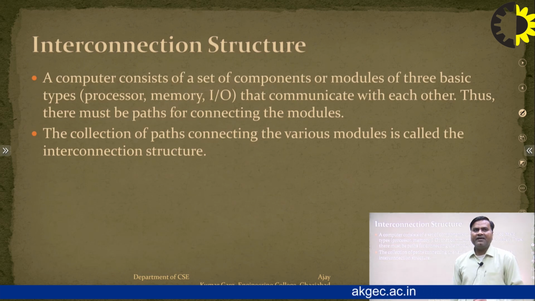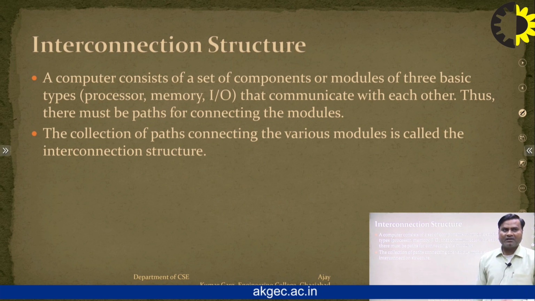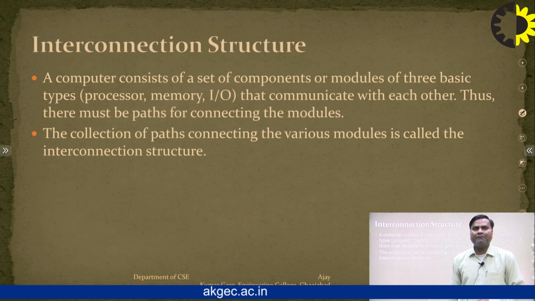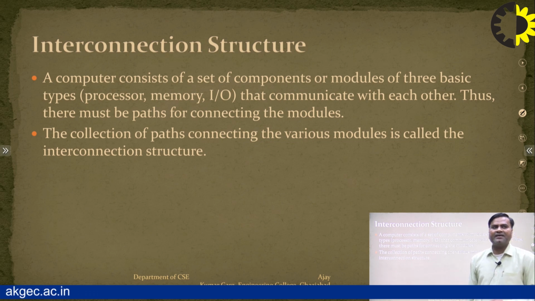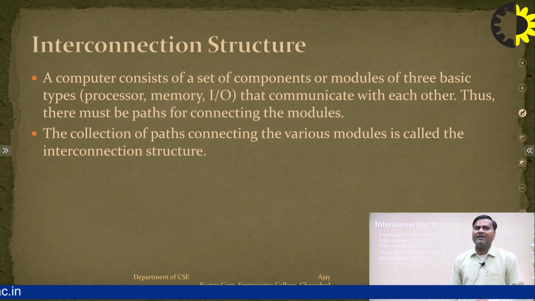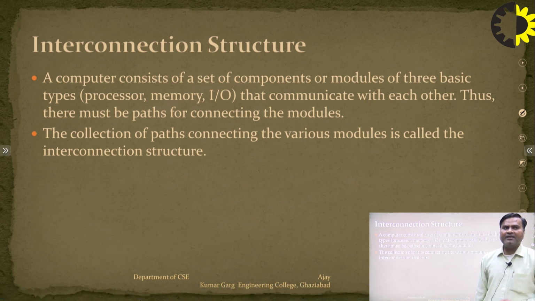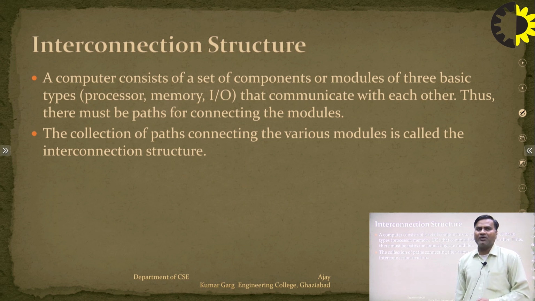Next is the interconnection structure. A computer system consists of a set of components or modules of 3 basic types: processor, memory and I/O, that communicate with each other. Thus, there must be a path for connecting the modules. The collection of paths connecting the various modules is called the interconnection structure.